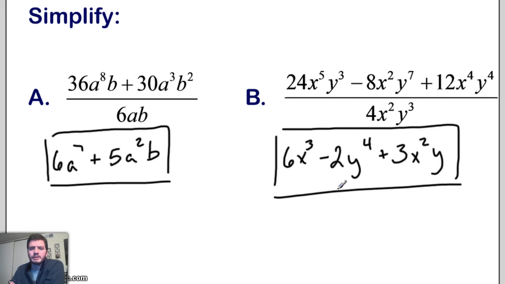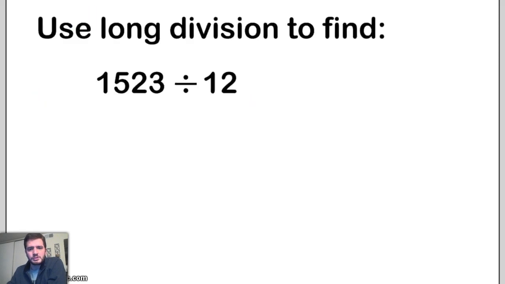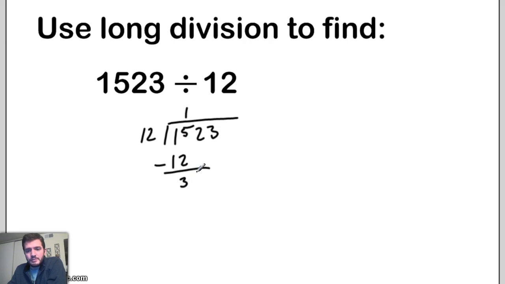Now, that's not very precise. We don't really like that too much. So I'm going to talk more specifically about long division. As a reminder for long division, let's do this particular example. We're going to divide 12 into 1,523. 12 goes into 15 one time. Now you multiply. 1 times 12 is 12, and then you subtract. 15 minus 12 is 3, and I can bring everything down here, 323.